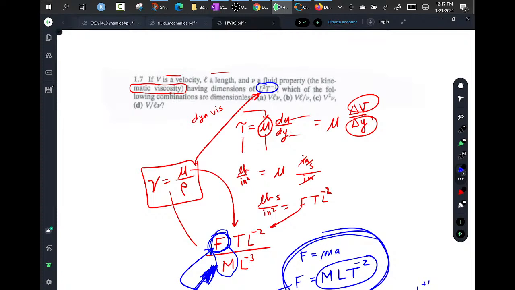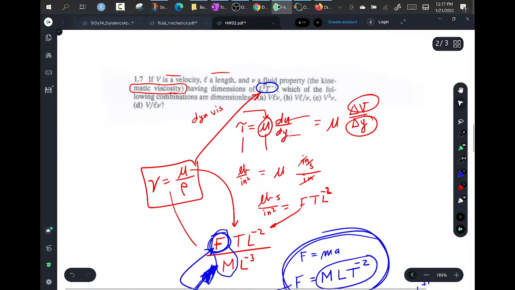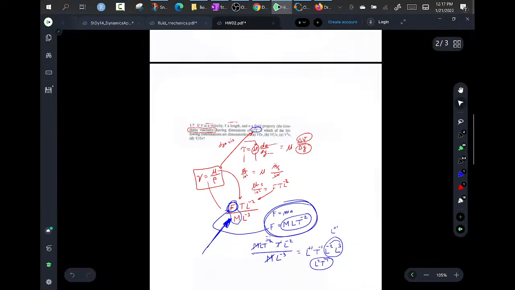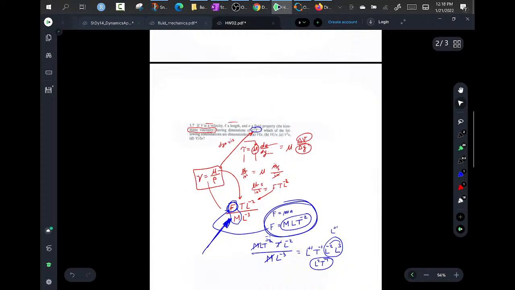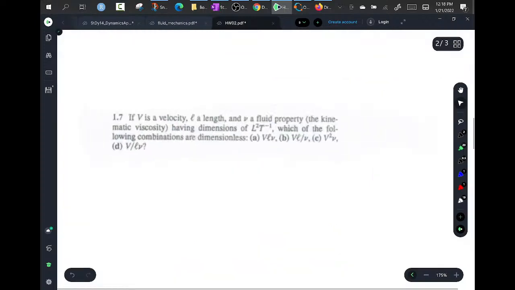At this point, let's see, what can I do? Can I just select all of them? Just select them all and go back. I'll hit the delete. Now I'll go back to the problem itself.